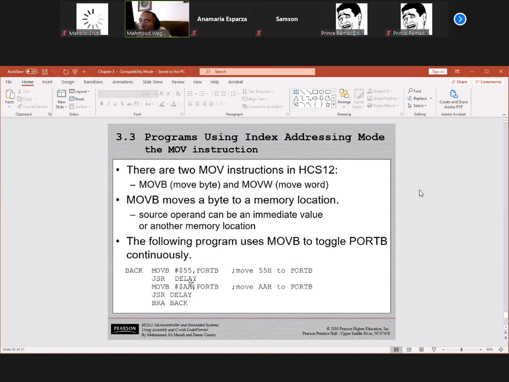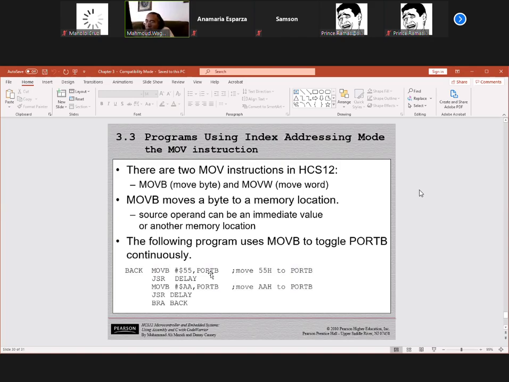This is very important. Okay, let me say this. Port B, as you know, is connected to the light emitting diodes. And when you say move 55 to port B, what is it? That means from the right to the left, it's going to read 1, 0, 1, 0, 1, 0, 1, 0. That's going to be on port B. So wherever you see a 1, the port B is going to be lit. Wherever you see a 0, it's going to be off. So you're going to see on, off, on, off, on, off, on, off.